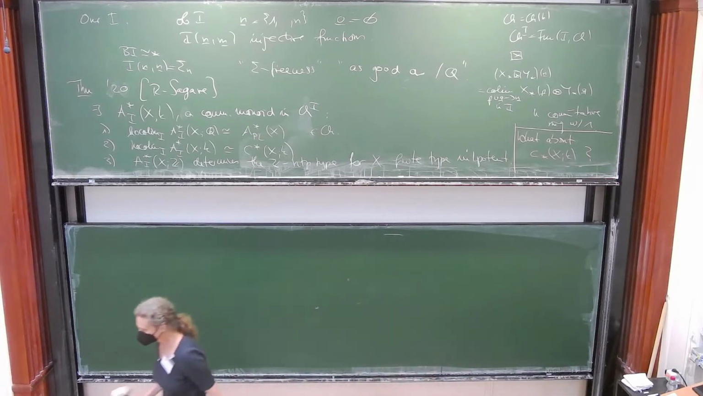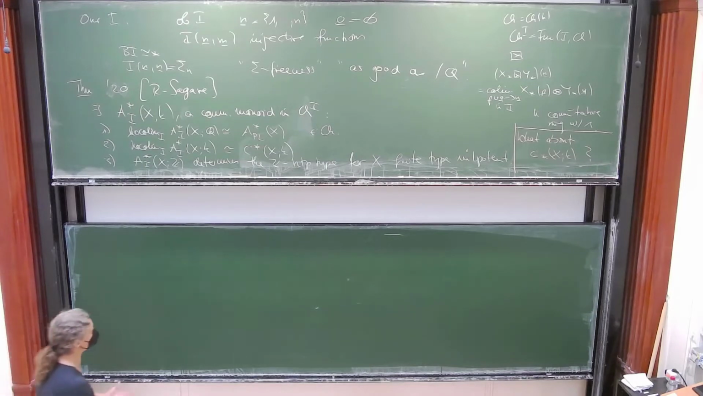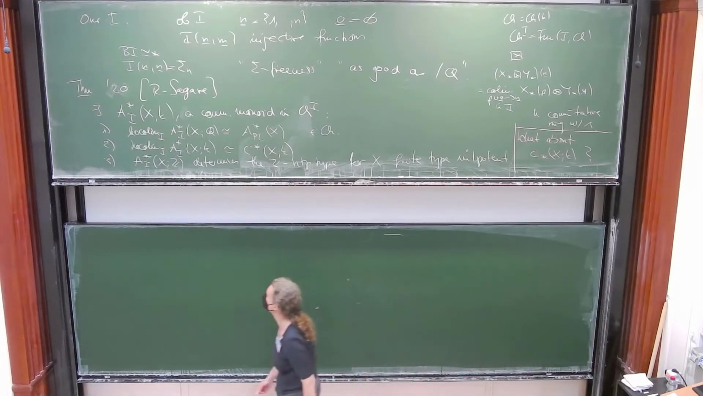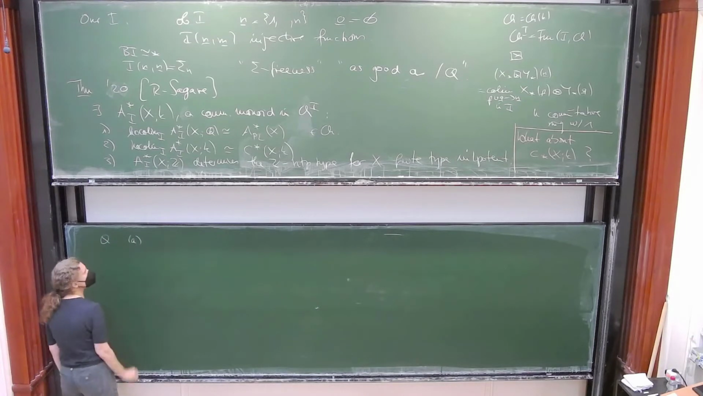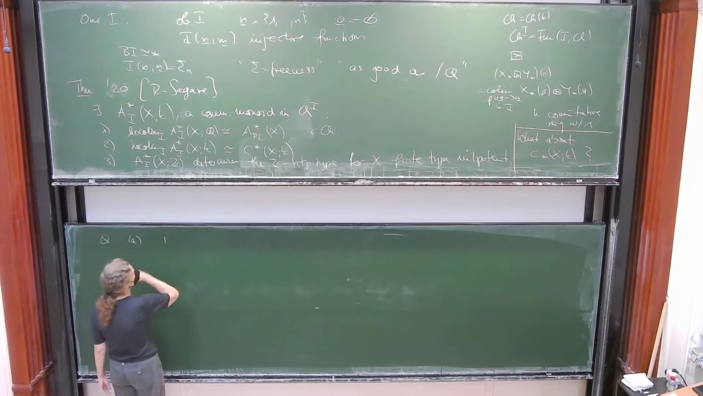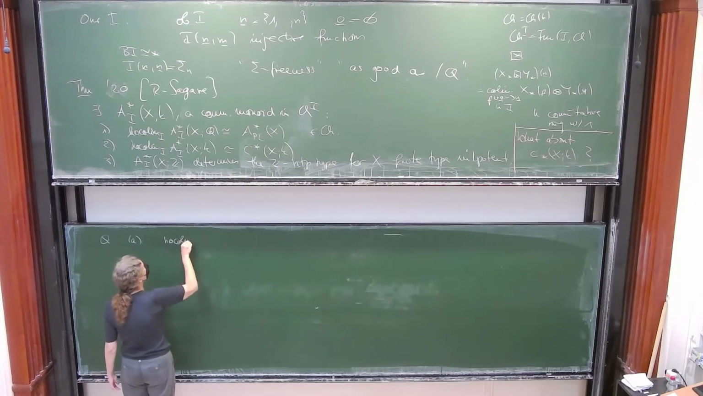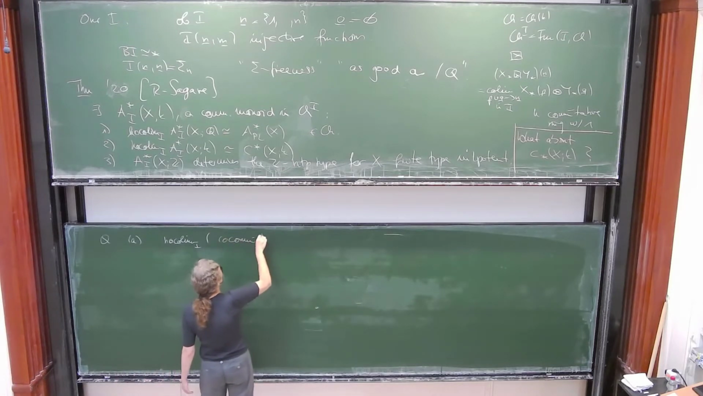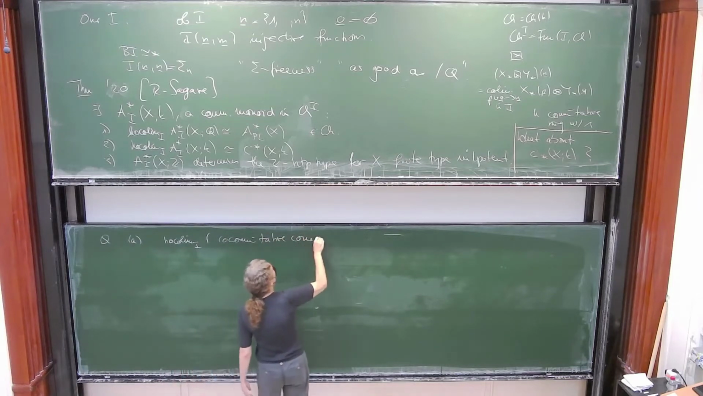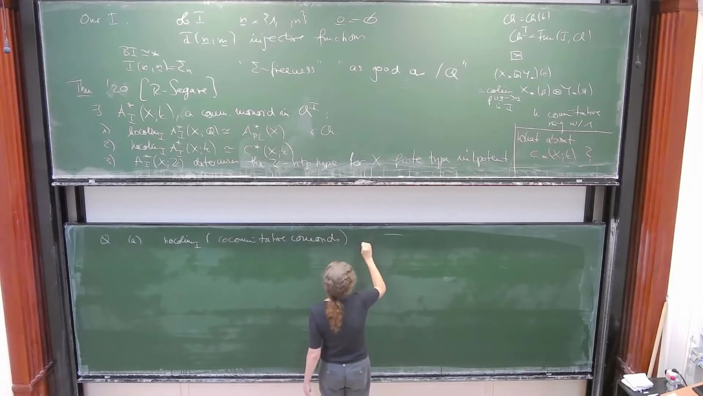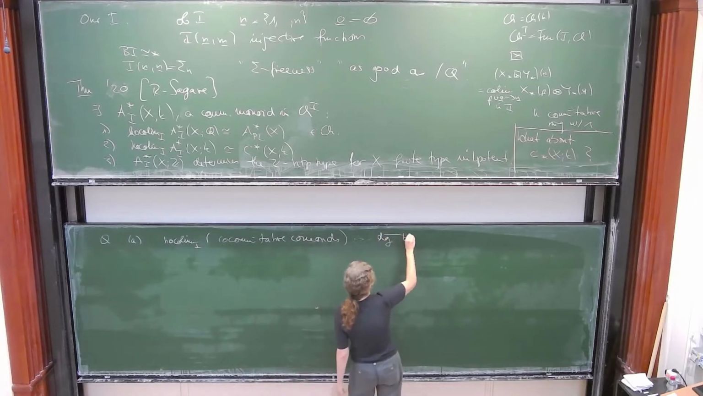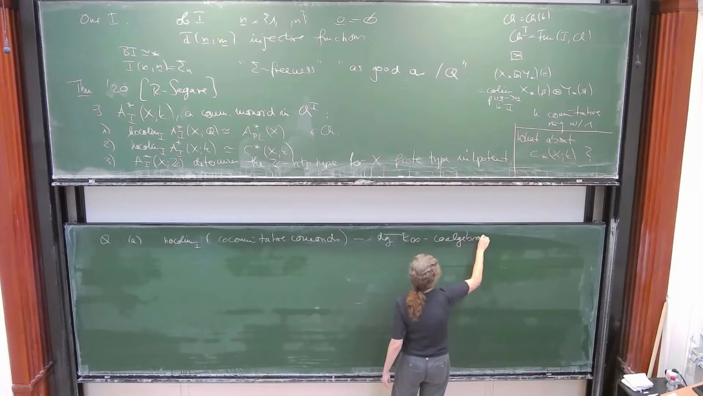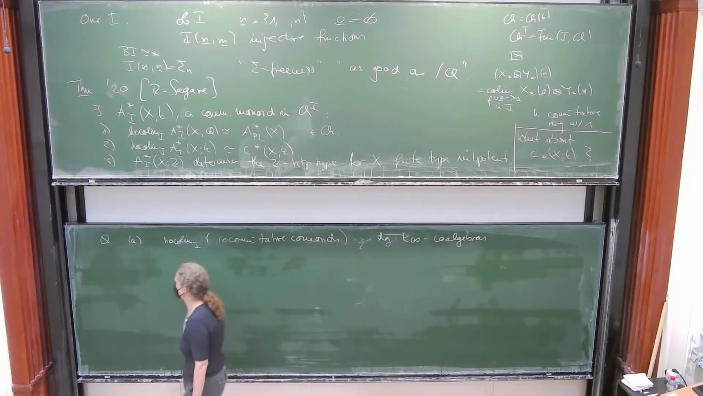So there are two obvious questions one has to answer before one even thinks about going in the direction of differential graded infinity coalgebras. The first one is, we want cocommutative coalgebras to go to differential graded infinity coalgebras. So that's the first question, is this true?